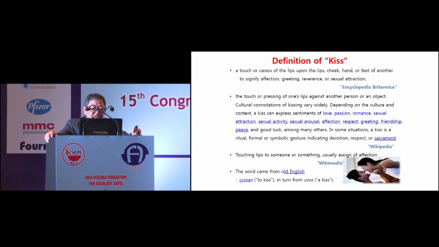A kiss is defined as a touch and caress of lips upon the lips, cheek, hand, or feet of another to signify affection, greetings, reverence, or sexual interaction, by Encyclopedia Britannica. A lot of definitions are available. Wikimedia also simply defines it as touching lips to someone or something, usually a sign of affection.